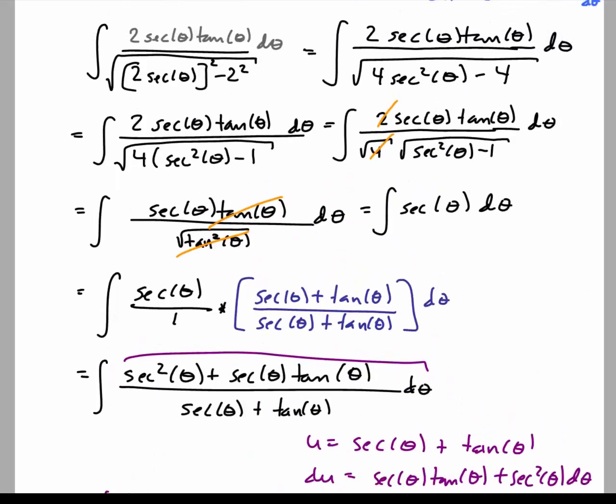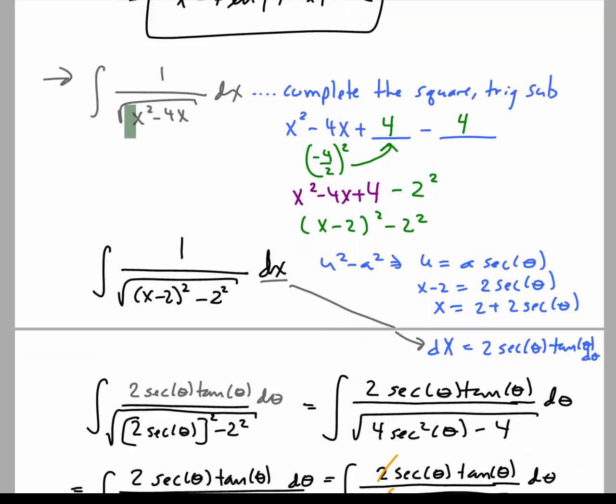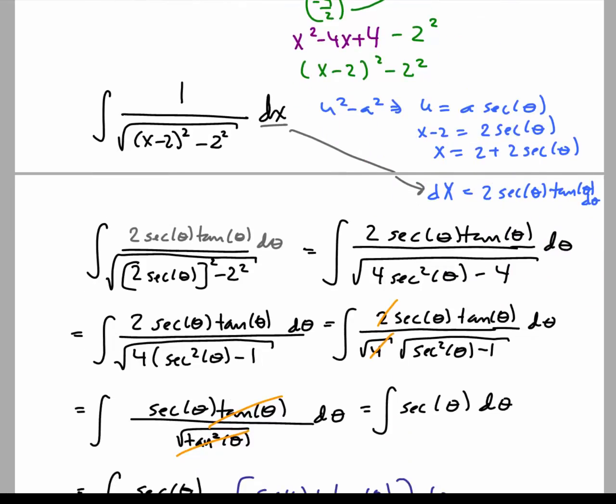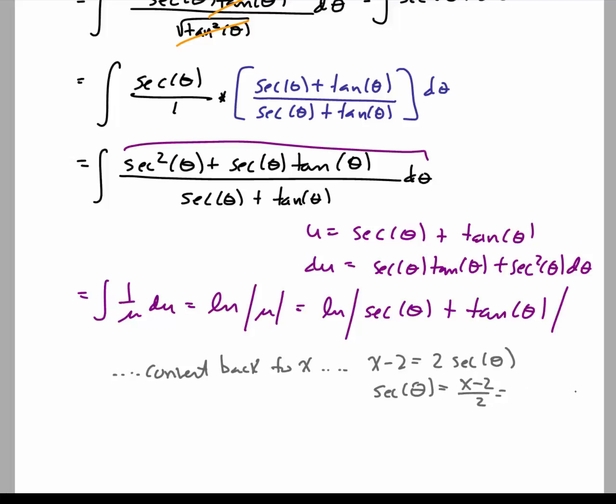Now this has been a long problem. It seems like we should be done by now, but you can see we're not quite done, because my original problem was in terms of x, and so should my solution be. So let's remember what we used for our substitution here. We used x minus 2 equals 2 secant theta, so we need to convert back to x. So this tells me that secant of theta is equal to x minus 2 over 2.